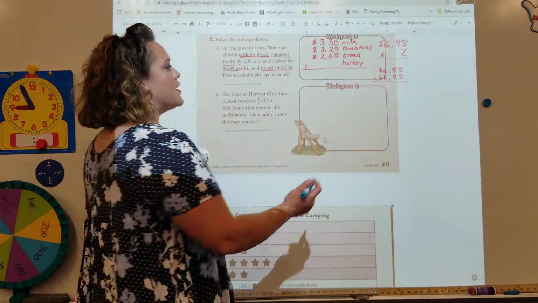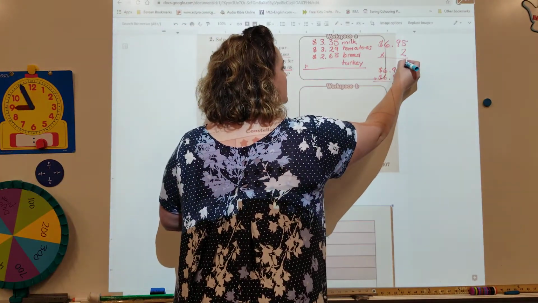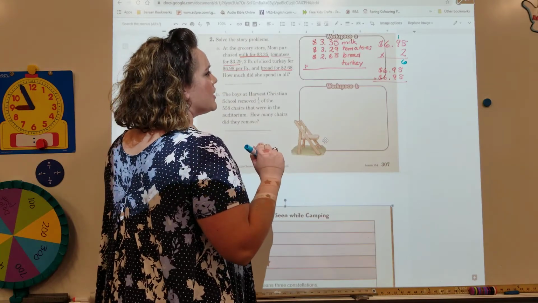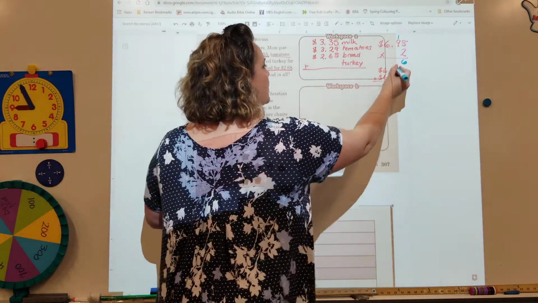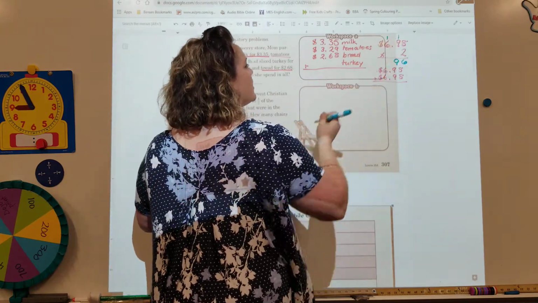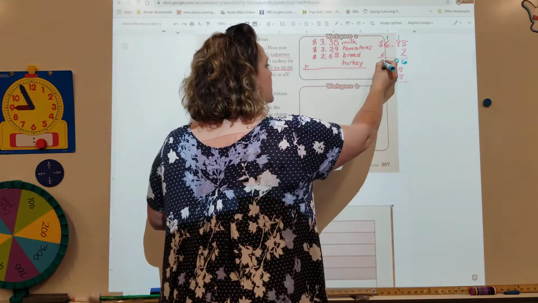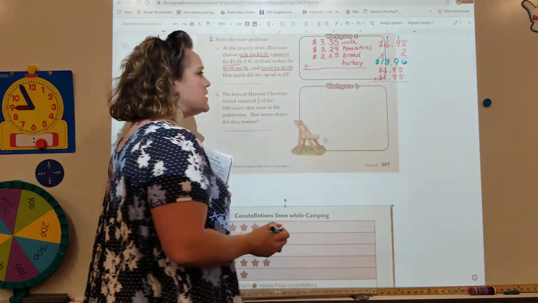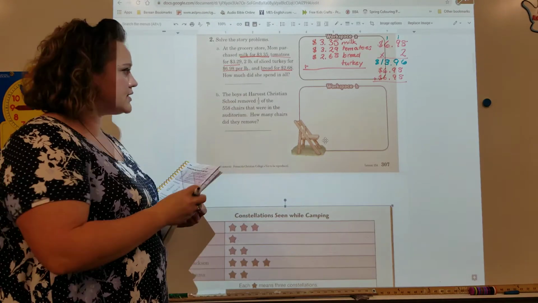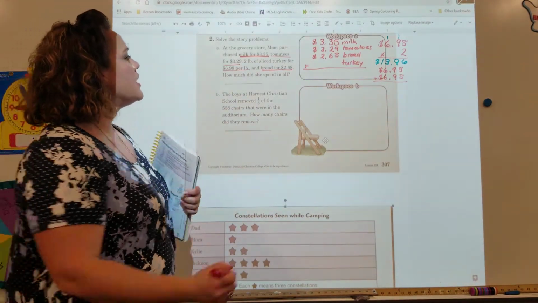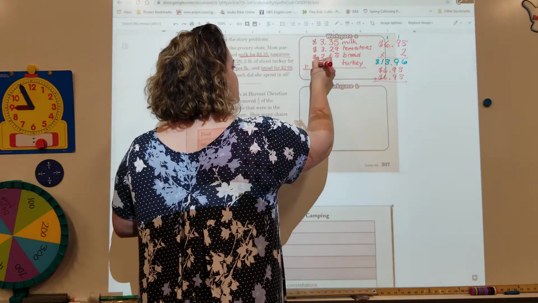because that's fast. 2 times 8 equals 16. Write 6, carry the 1. 2 times 9 equals 18 plus 1 equals 19. Write 9, carry the 1. 2 times 6 is 12 plus 1 equals 13. Our amount is $13.96. Now we can take that $13.96 and put it over here in our missing column.